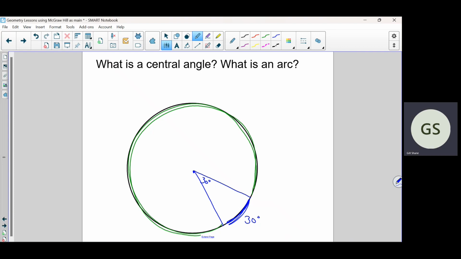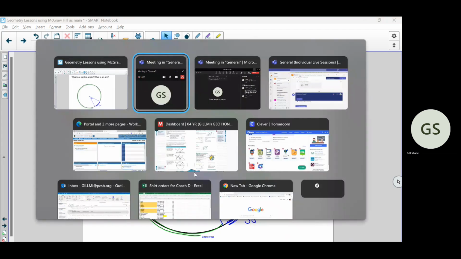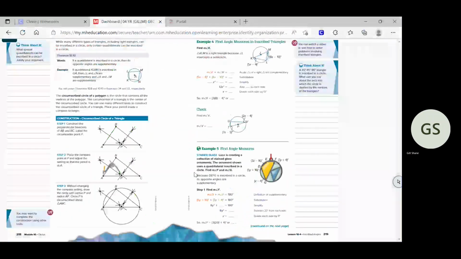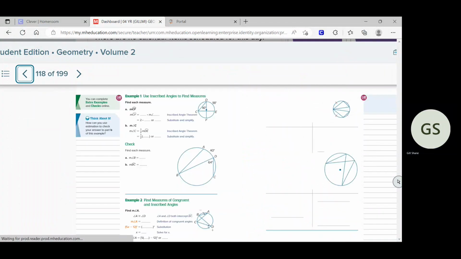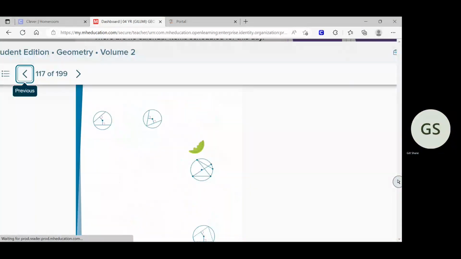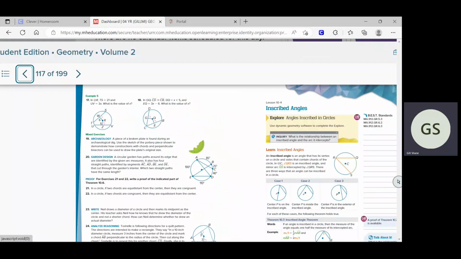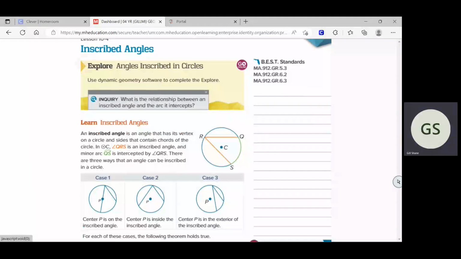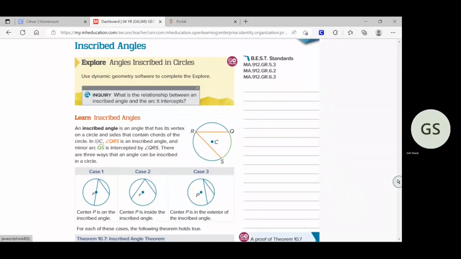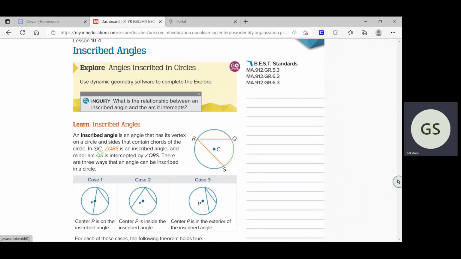All right. Now to today's lesson. So turn, what page are we on? 215, page 215. So I gotta go backwards for a second. There. So now we are learning about these guys. Inscribed angles. There, we'll just start with that.